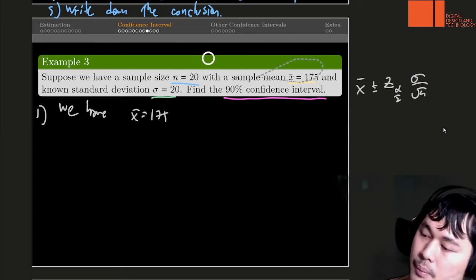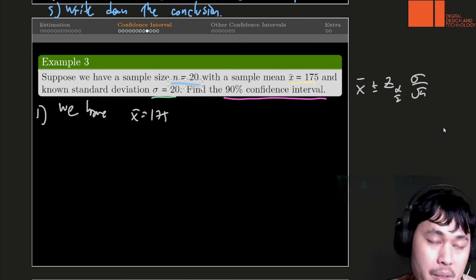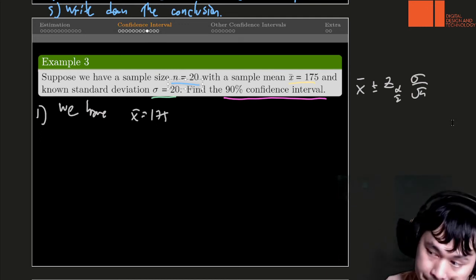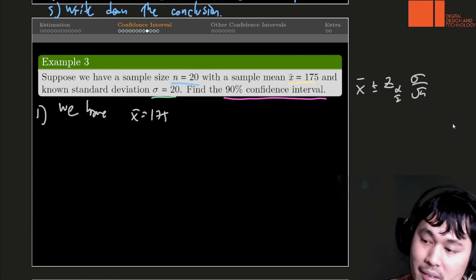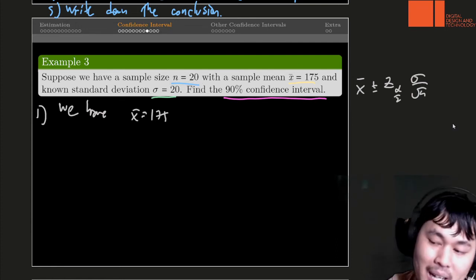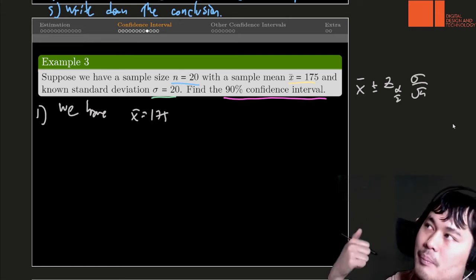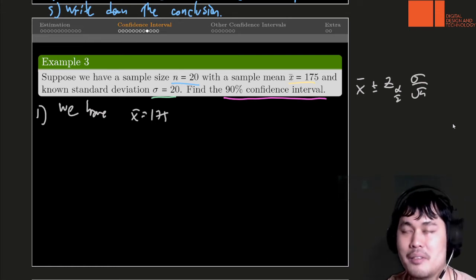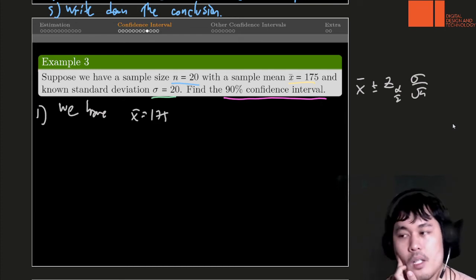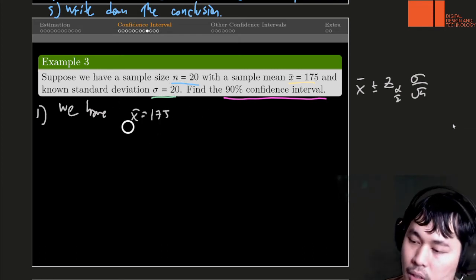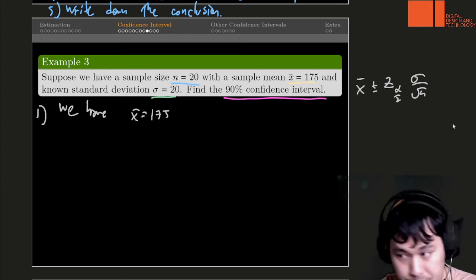Because sometimes the problem is given as a description of a problem. They're not going to tell you x bar is equal to 125. They might say the sample mean is 125. So it may be more convenient if you translate that sentence into a parameter.